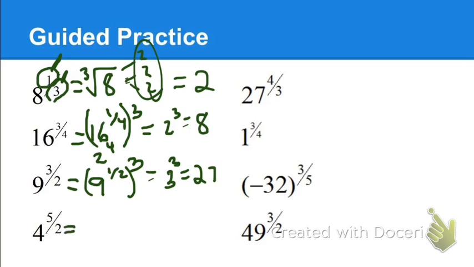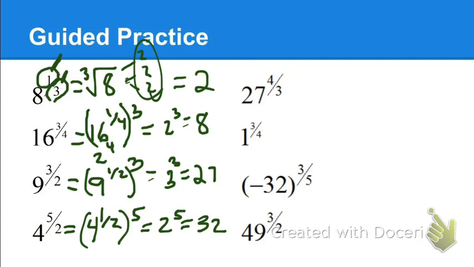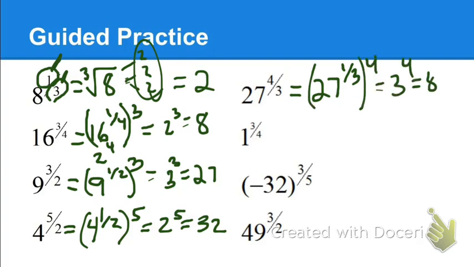So this right here would be like the square root of 4 to the 5th power. So it's like 2 to the 5th. And that becomes 32. 27 to the 4/3 power. Take the cube root first. That's going to be 3. Raise it to the 4th power, and you get 81.